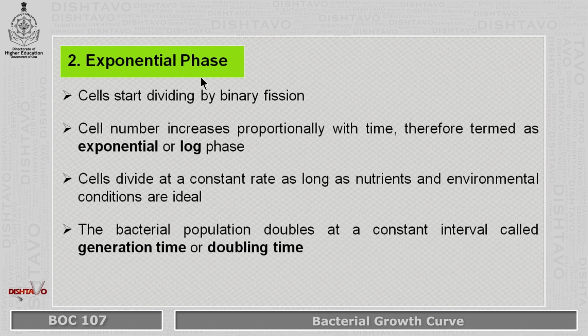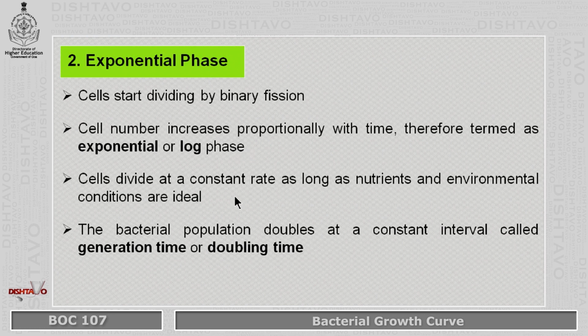The next phase is the exponential phase. Now in this phase, the cells start dividing by binary fission. Now we have already studied the various steps of binary fission, where one cell divides to give rise to two genetically identical daughter cells. The cell number increases proportionally with time. Therefore, this phase is termed as the exponential or the log phase.